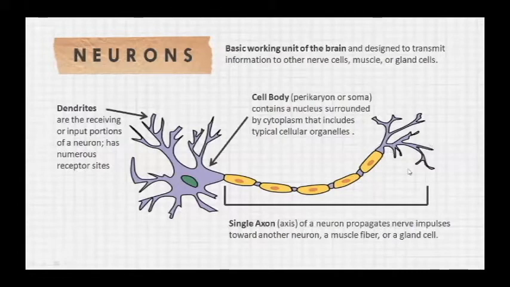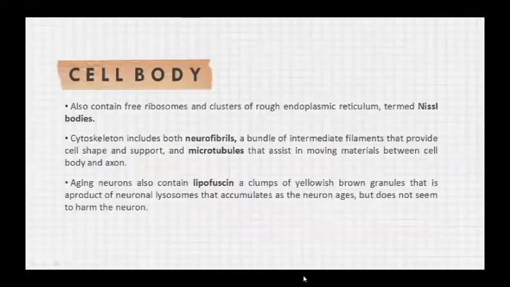So, in our cell body, there are specific terms that are used in naming the parts of the cell body under the nervous cell or the neurons. Our cell body, which is in the neurons, contains free ribosomes and clusters of rough endoplasmic reticulum, which are now called the cell bodies.